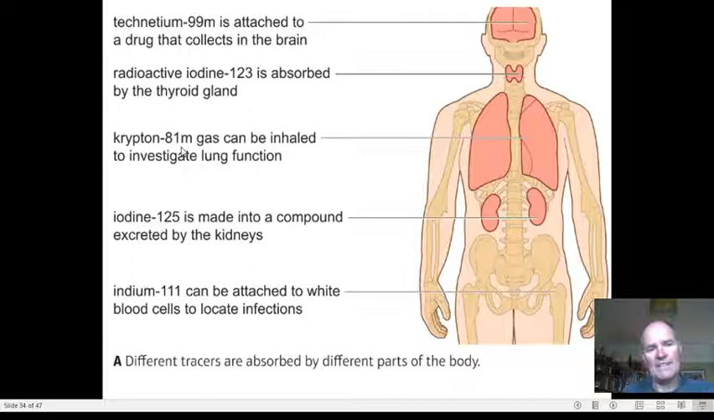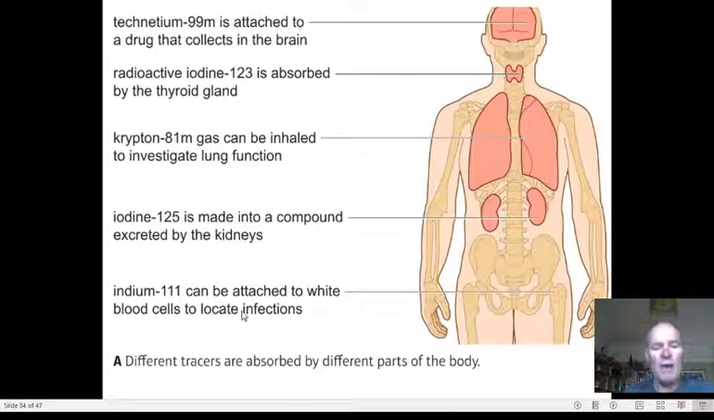Krypton gas. Now that's very useful because it's a radioactive gas, and therefore it can be inhaled into the lungs to investigate lung function. And obviously, sadly, lung cancer is a fairly common form of cancer. So if we're looking at lung function, then krypton as a radioactive gas can be used there. Iodine, again a different isotope, iodine-125 as opposed to 123, is put into a compound that is excreted by the kidney. So if we're looking at kidney function, we might use iodine-125 as an isotope attached to a tracer for there.